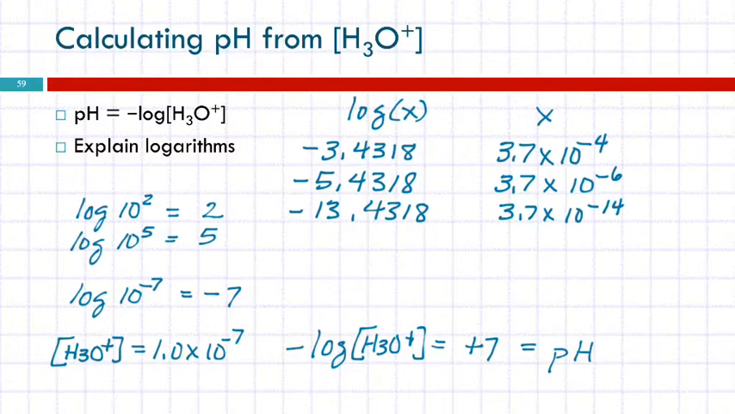The 3.7 part, right? They're all 3.7 times 10 to the something. What's the same about these three numbers? The digits after the decimal place. They're all 0.4318. What's different about them is the value of the exponent. And what's different here is the value of the number before the decimal point.